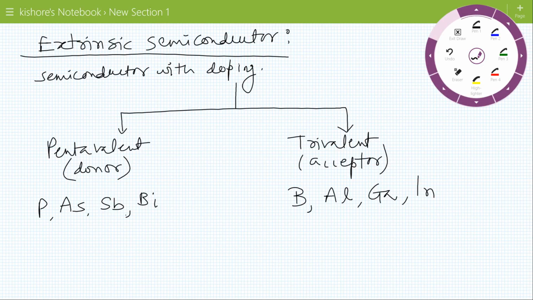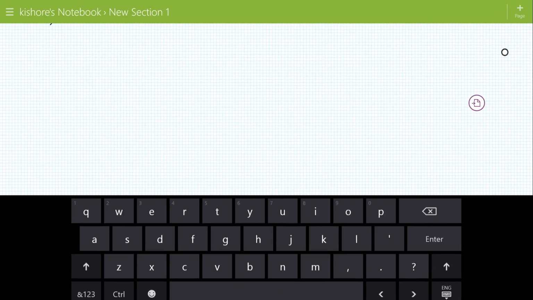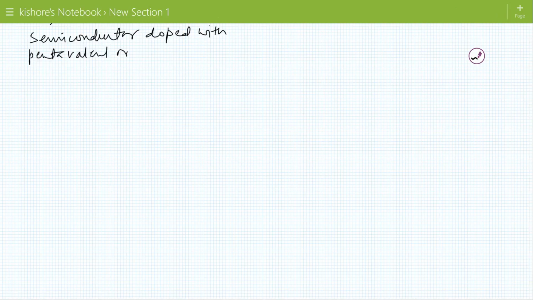So let us see the crystal structure and band diagram for an extrinsic semiconductor with pentavalent impurity, or n-type semiconductor, doped with pentavalent or donor impurity.